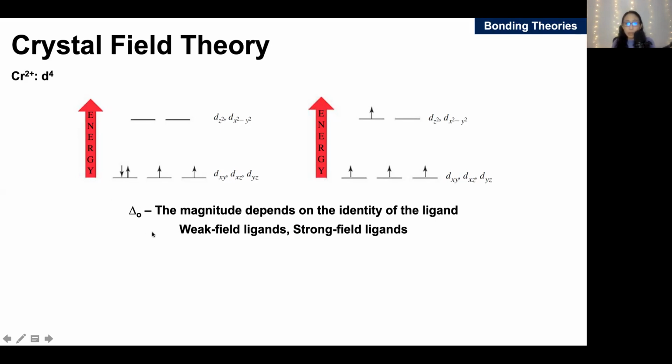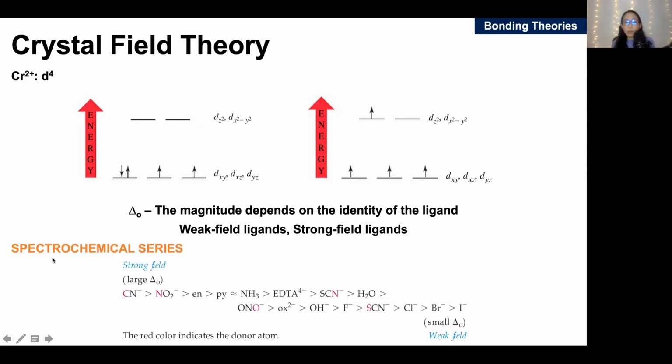Now, the magnitude of this crystal field splitting depends on the identity of the ligand. So there are what we call weak field ligands, which give relatively low crystal field splitting. And there are strong field ligands, which cause a larger crystal field splitting in your d orbitals. And here we have what we call the spectrochemical series, and this will give you the relative magnitudes of the crystal field splitting caused by these common ligands in complex ions.